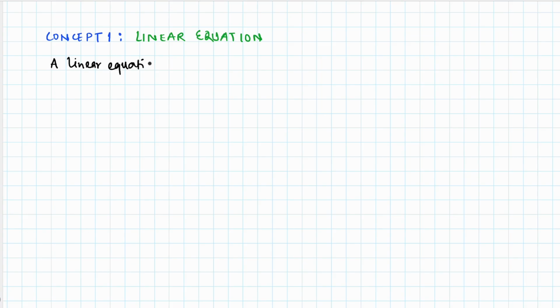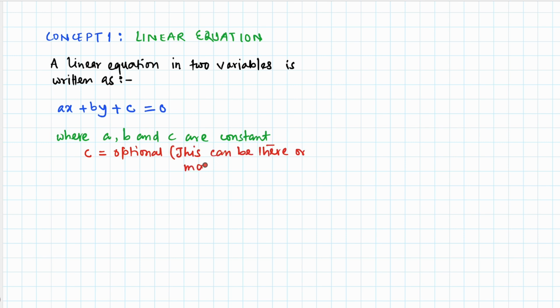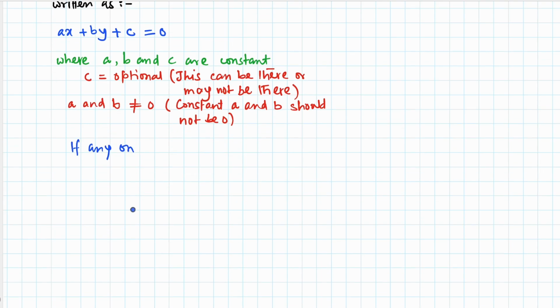A linear equation in two variables is written as, we always write the linear equation in two variables in the form ax plus by plus c equal to 0. Always keep this in mind. This is a standard equation where a, b and c are constants. The constant c is optional, it may be there or may not be there, but a and b should not be equal to 0, otherwise a linear equation in two variables will not be formed.